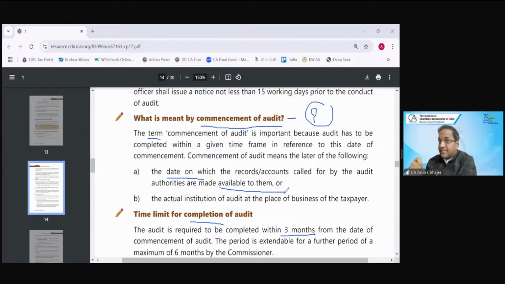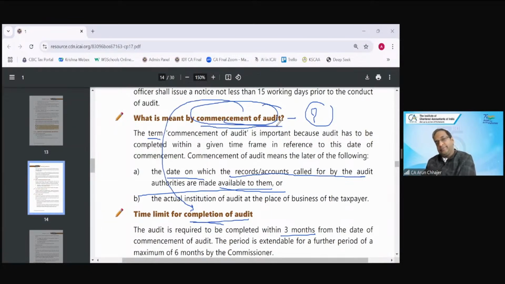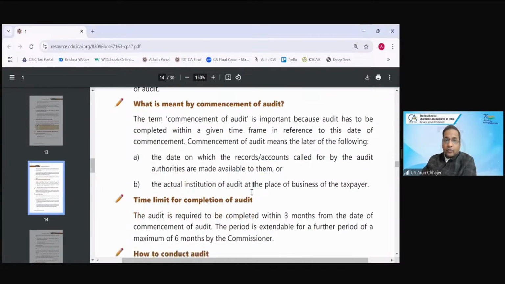And if this is the case, then the date on which the records and accounts called for by the GST authorities are made available to them will be the commencement date. And why is the commencement of audit date important? Because completion of the audit is linked to the date of commencement. Let me read once again. The term commencement of the audit is important because the audit has to be completed within a given time frame.